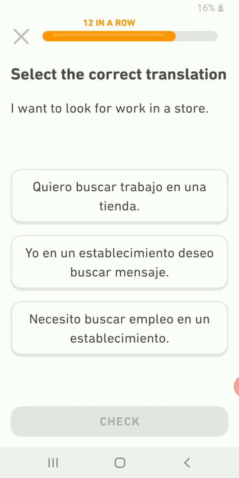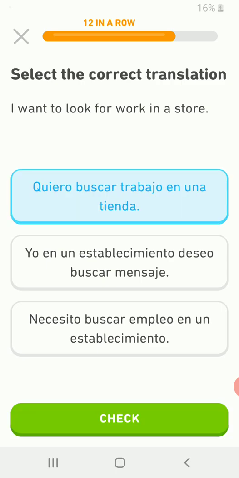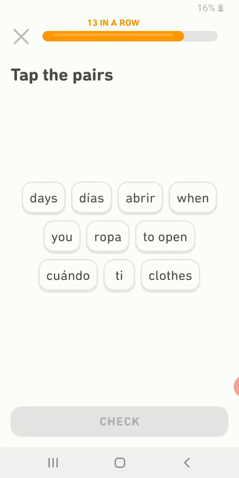So here we have to be very careful. When we say every Sunday, we don't put an s, but we say on Sundays, for example. Which is the same thing, but the form is different. That's why we have to change the rules as well. So select the correct translation here. I want to look for work in a store. Quiero buscar trabajo en una tienda. This is the one which is the correct translation. Abrir. We have seen abre is to open, but abrir is the correct infinitive verb. So abrir, to open, this is the infinitive.